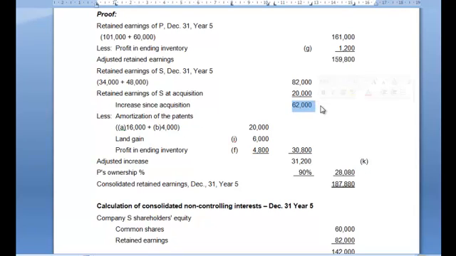So it's in that 62,000. So it has to come out. We can't legitimately book it in that ending balance of retained earnings from a consolidated perspective until it's sold outside. And just as we had up here profit and ending inventory that the parent had booked, we now have profit and ending inventory that the sub booked.